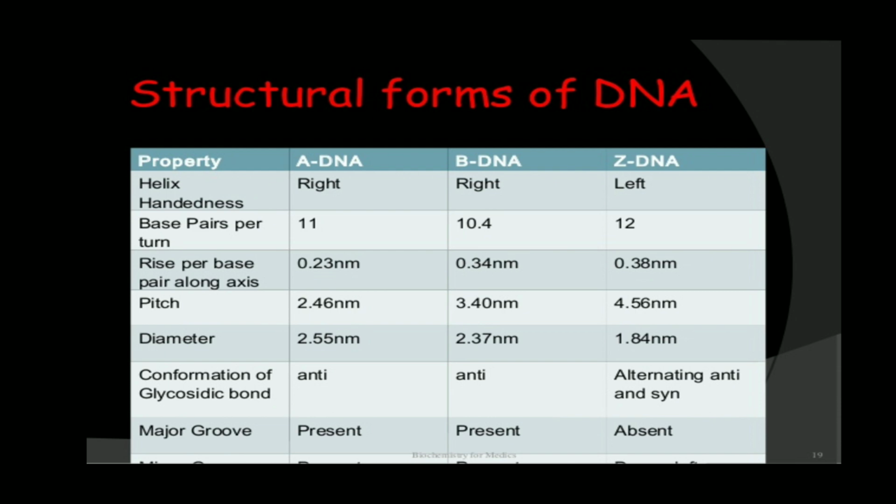The conformation of the glycosidic bonds is anti in the A form of DNA, as in the B form, but in the Z form there is alternating anti and syn conformation of the glycosidic bond. The major grooves are present in the A as well as the B form of DNA, but absent in the Z form of DNA.